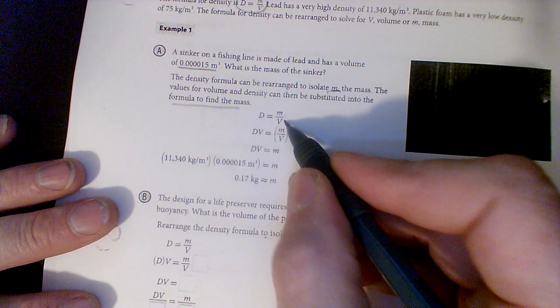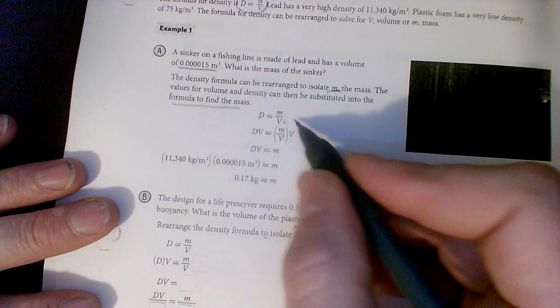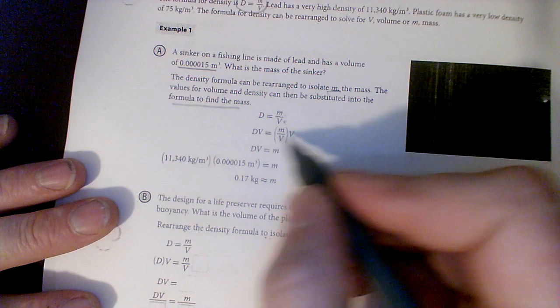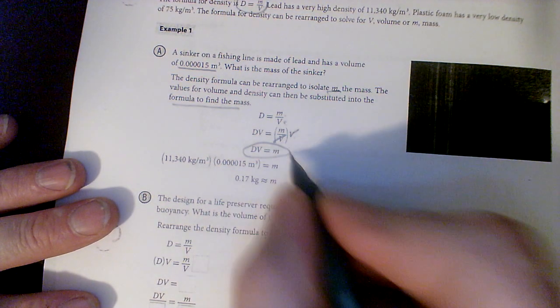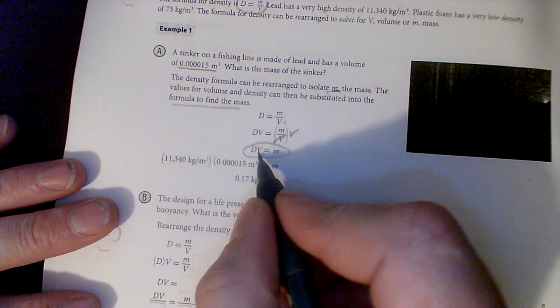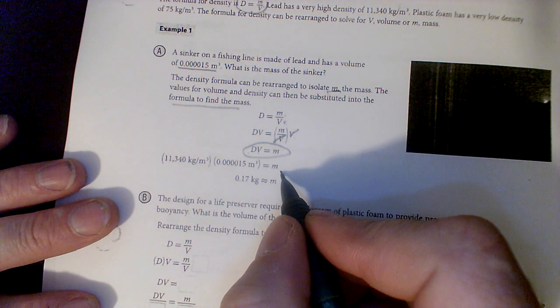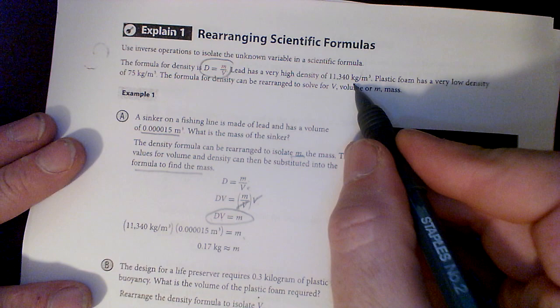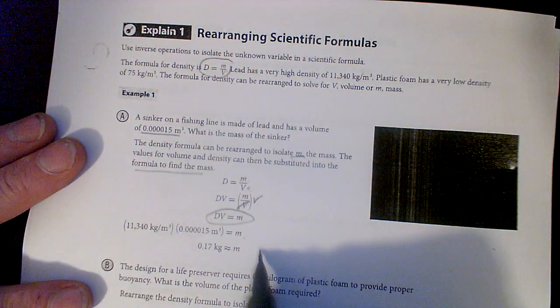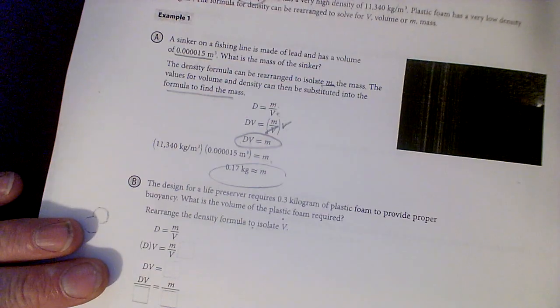Divided by, so the inverse of multiplication. To move V away from M, the inverse operation of multiplication, we multiply both sides by V, those cancel off, and I get this. I get density times volume is mass. And what do you know? They give us the density right here. They give us the volume right here. We multiply them together, we get our mass.